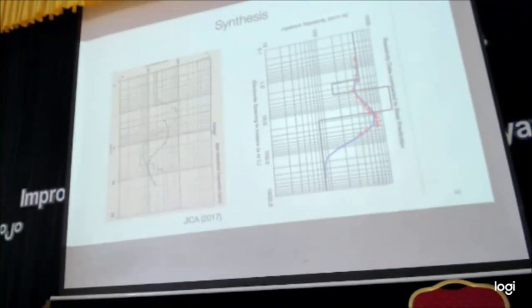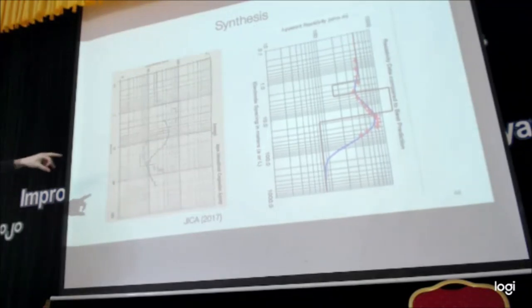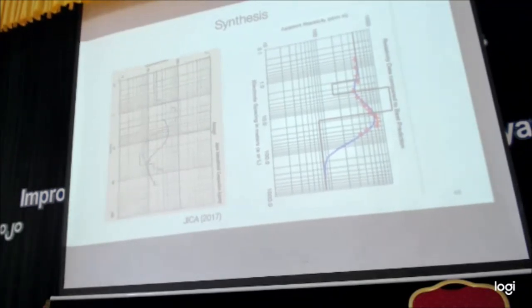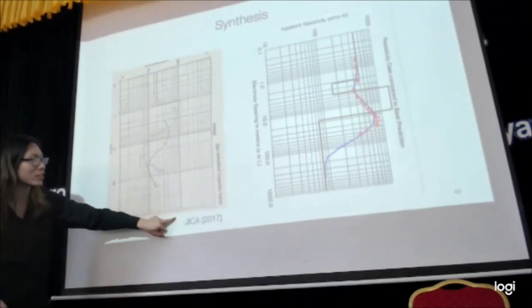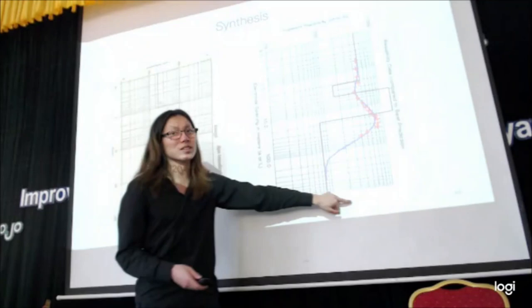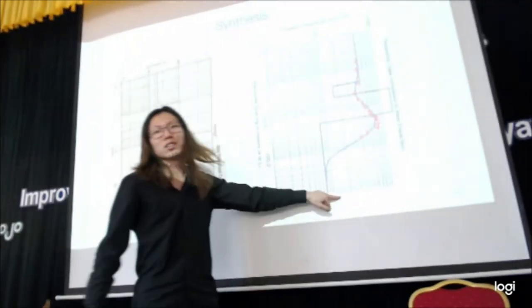So for synthesis, it's interesting because we can look at the data from Draco in Awanji Village. Right. So this is Draco in Awanji Village. This is us in Tonkawe Village.